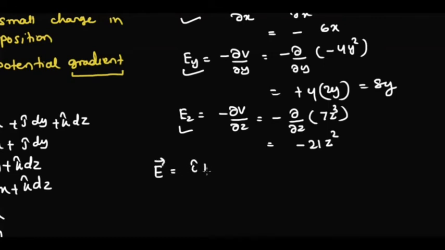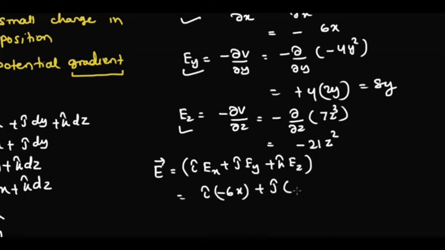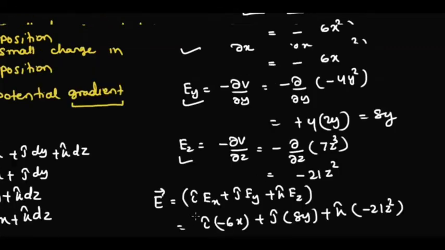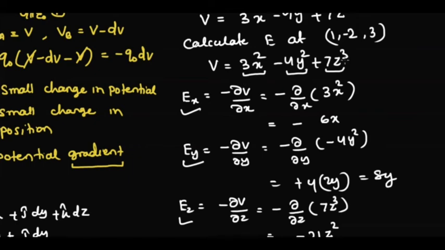The electric field is equal to I cap Ex plus J cap Ey plus K cap Ez. So I cap, what is Ex? Ex is minus 6x, plus J cap Ey, what is Ey? 8y, plus K cap Ez, what is Ez? Minus 21 z square. Now the question is, you have to find the electric field at this point 1, minus 2 and 3, meaning x is 1, y is minus 2 and z is 3.